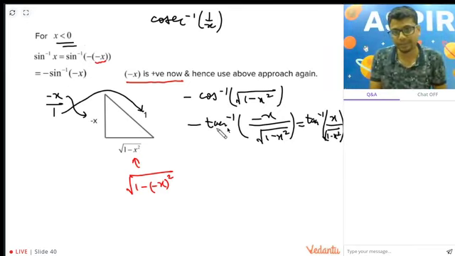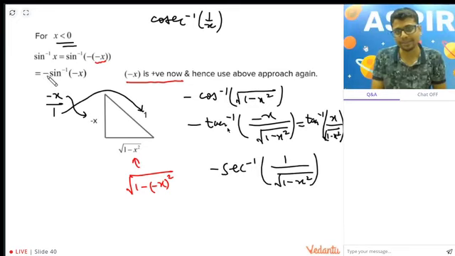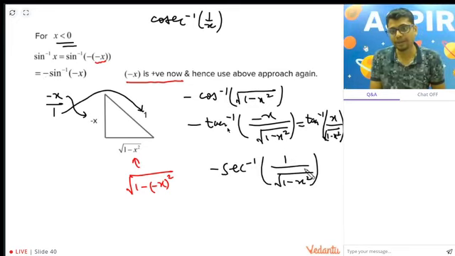So tan inverse of minus t is minus tan inverse t. So when this minus comes outside, it becomes plus. That's it. Now what about sec? इधर से भी directly कर सकते हो. It becomes minus sec inverse 1 by under root 1 minus x square. Or you can do it this way also: minus times sec inverse of hypotenuse divided by base. And cosec inverse we know anyway.